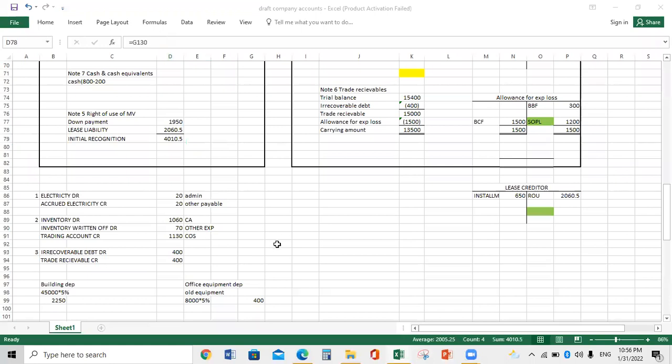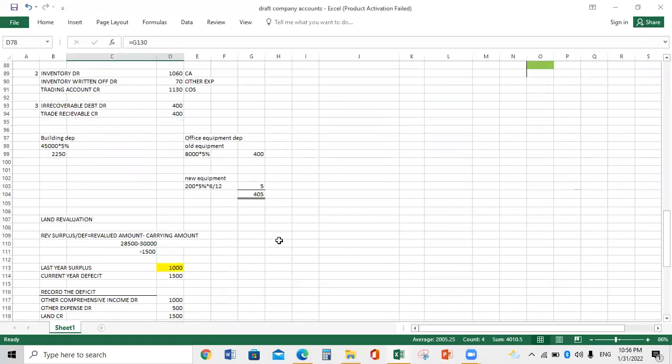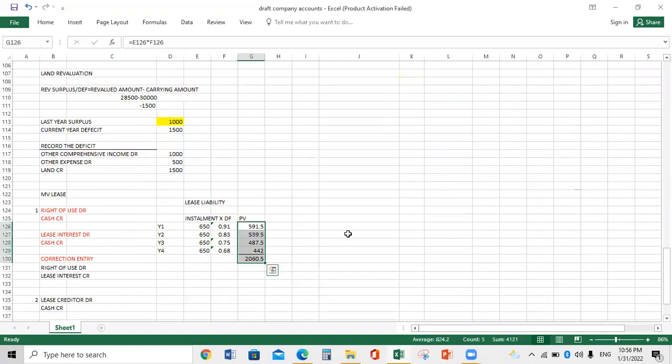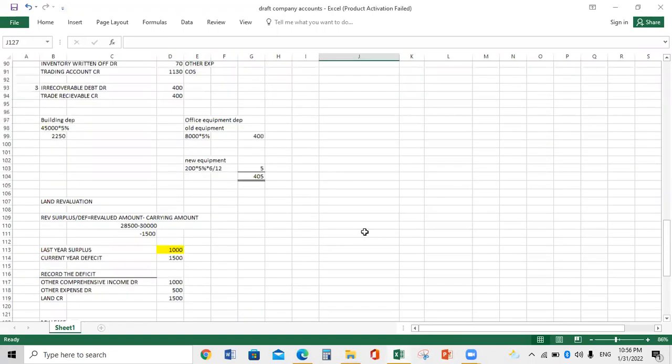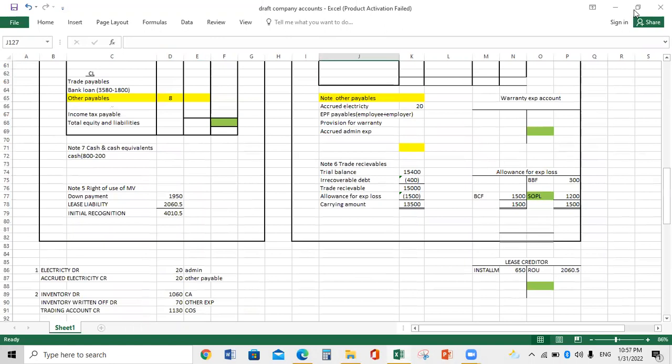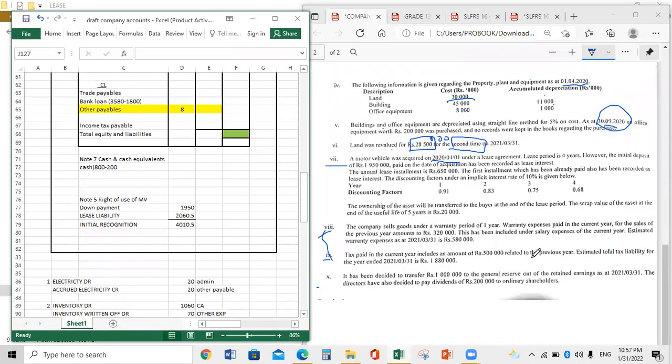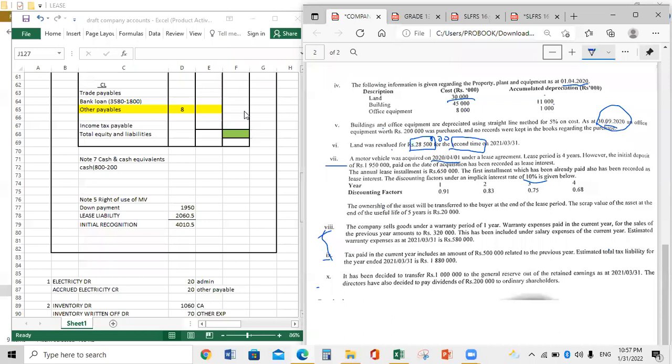Yes, Zulka. Always you have to see the present value. Okay, so since we are done with that, now let's continue. Guys, don't forget interest. Have they given anything related to interest? 10%. Yeah, 10%, right? Now see, the ownership of the asset will be transferred to the buyer at the end of the lease period. Why are they telling us the ownership will be transferred?